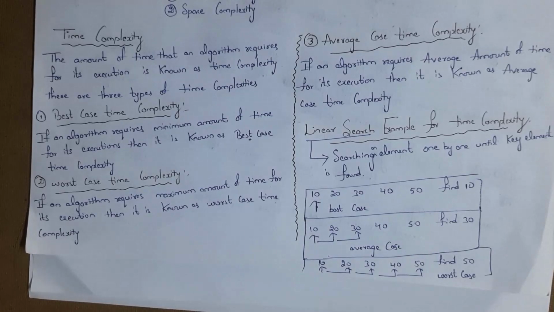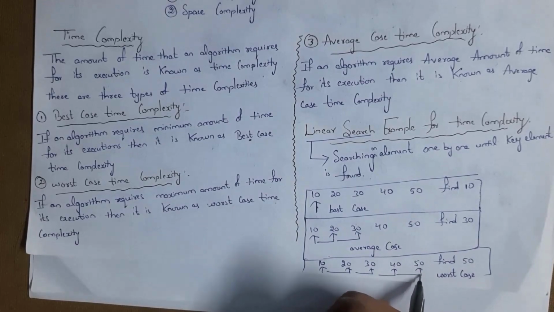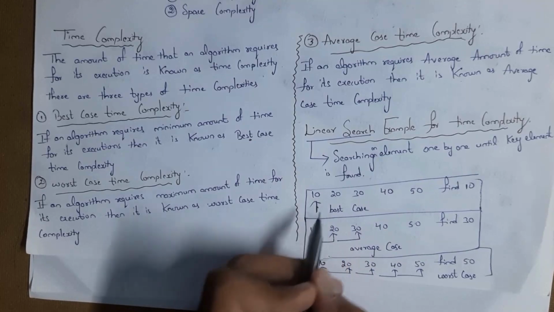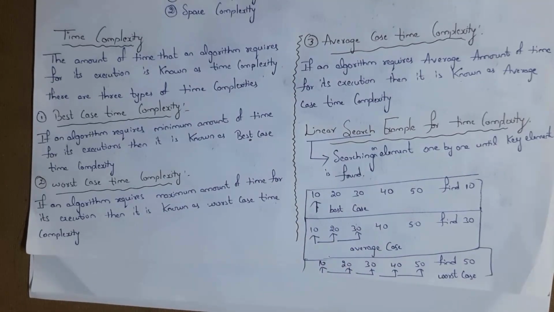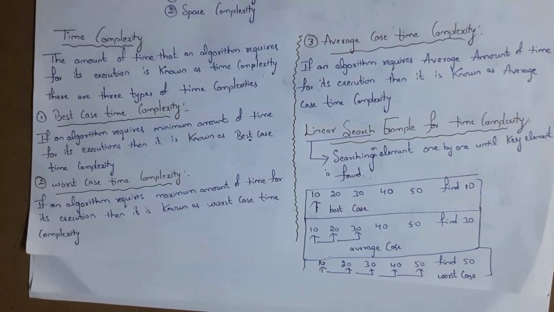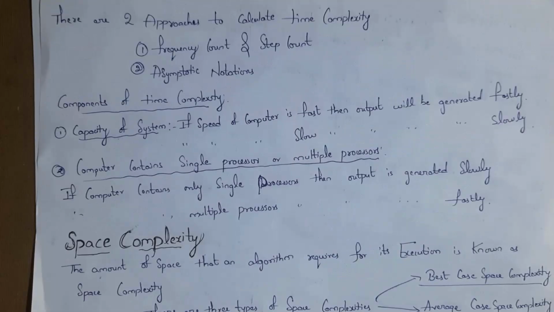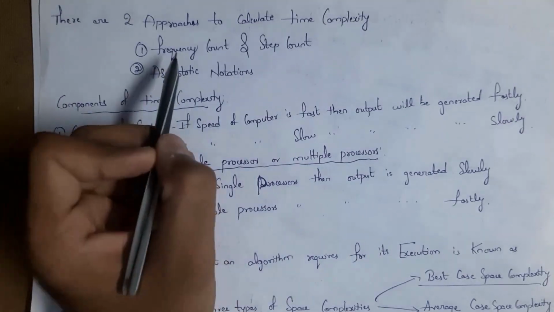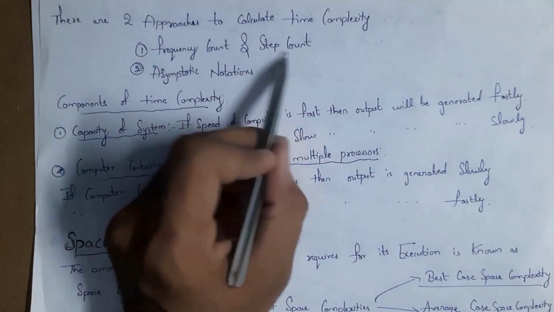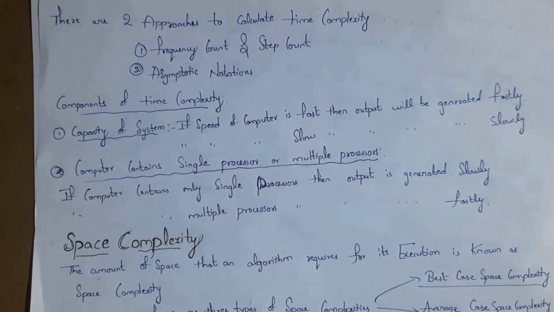It is known as worst case time complexity because it took maximum amount of time, whereas in first it took minimum amount of time, so it is known as best case, and the last one is worst case time complexity. This is an example of time complexity. In order to calculate time complexity, we use two approaches. First one is frequency count, which we also call step count, and second one is asymptotic notations.